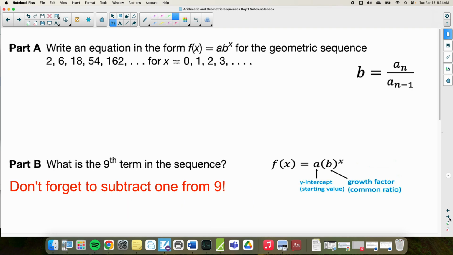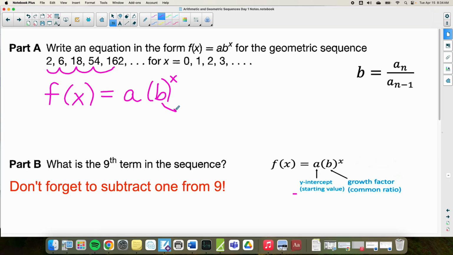So here's a geometric sequence, and one of the things you have to do is look at what is your common ratio. And with these, you're multiplying. So what are they multiplying by each time? 3, right? So in this one, I should just write down my formula first. A, and then it's B to the x. And remember, this one is your common ratio.